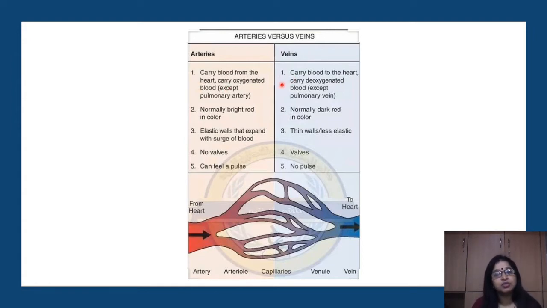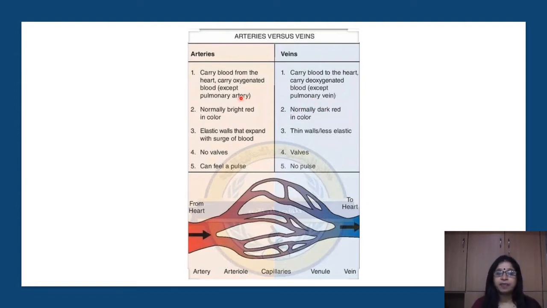Veins carry blood to the heart, that is in the direction of the heart, and they carry deoxygenated blood. Here the exception is the pulmonary veins, which, you remember, carry oxygenated blood from the lungs to the left atrium. The concept here is that the pulmonary artery is a blood vessel carrying blood away from the heart, even though it is carrying deoxygenated blood, so it is called the pulmonary artery. Whereas the pulmonary veins are the vessels which carry blood towards the heart. So it fits with the concept of veins, hence it is called the pulmonary vein, even though it carries oxygenated blood.